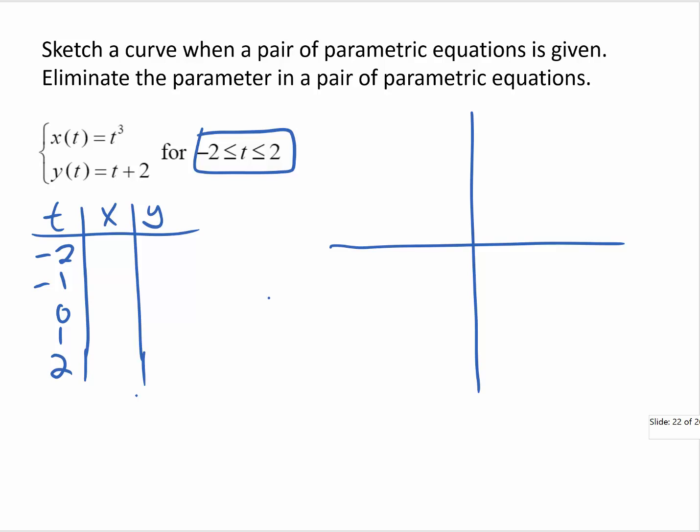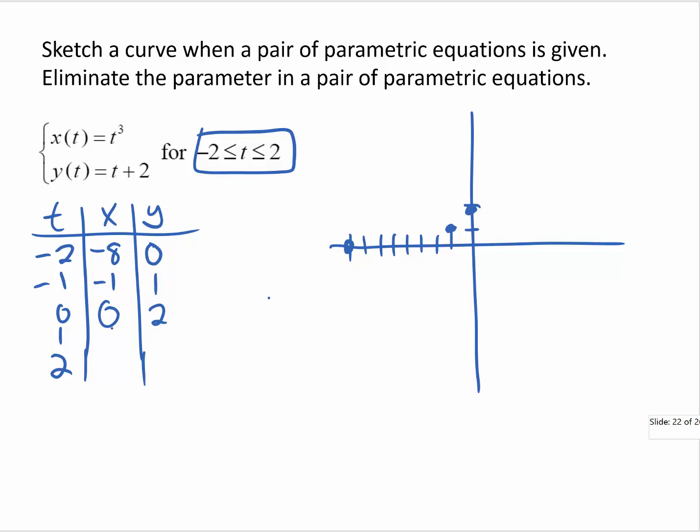So if we put in -2, we get -8 for the x, and we get 0 for the y. So 1, 2, 3, 4, 5, 6, 7, 8. We'll plot that right there. And then if we put in -1, we get -1 for the x and 1 for the y, so -1 and 1 right there. And if we put in 0, we get 0 for x and 2 for y, so we'll put that one right there.